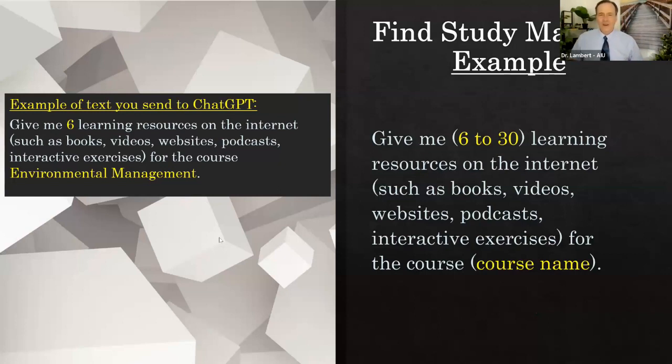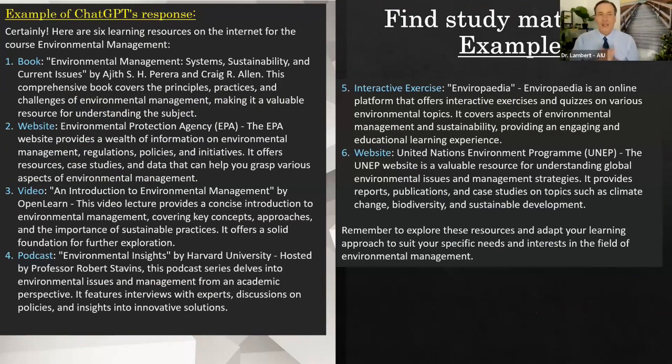So let's keep moving on here. Here's what the response is from ChatGPT. So certainly, here are 6 learning resources on the internet for the course Environmental Management. You'll see a book. So you'll have to search for that book on the internet. The book might be free, or you might have to pay for it, but it's available on the internet. You could also go to the EBSCOhost library and find other books. There's a website, there's a video, there's a podcast, interactive exercises, and there's another website. So you can see that it's giving you some options to go search.